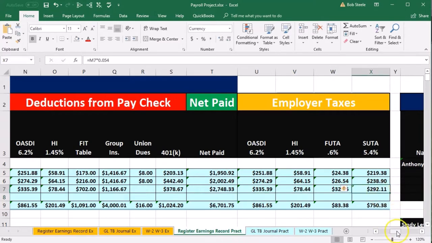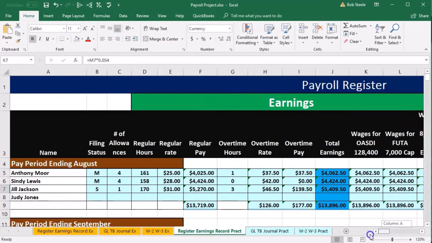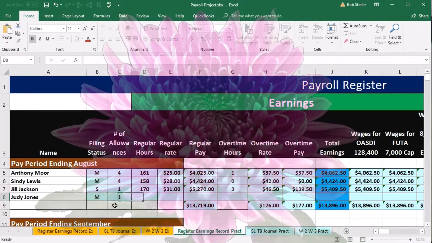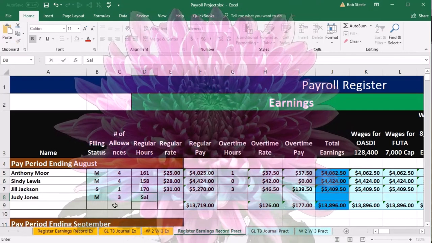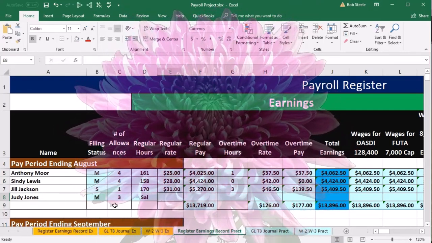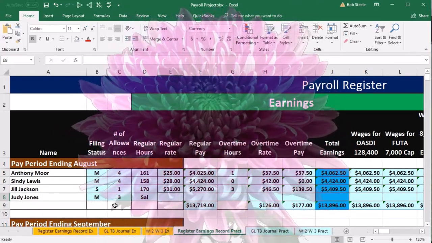All right, so there's this one. Now we're gonna do this one more time. This one for Judy Jones, who we're gonna basically say is the owner. So she's gonna be married. We're gonna have three. This is gonna come from the W-4. We're giving it here. No hourly rate. We're gonna say she's a salaried employee. And so she's not subject, she's exempt from overtime calculations.